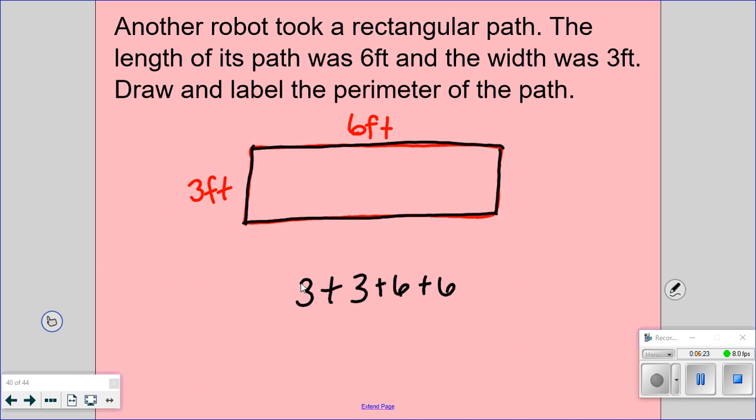I might add 3 plus 3 to give me 6. Then I have 6 plus 6 plus 6. I'm going to use my multiplication knowledge of 3 times 6, 3 groups of 6, to get me to 18. What's my unit though? 18 what? Square feet? Is it square feet or is it just feet? It is just feet. I was not counting squares. I was just counting the outside distance, which is feet.